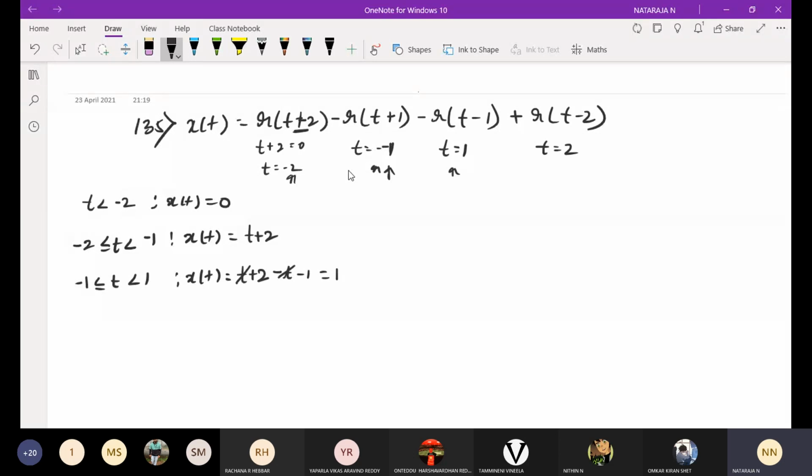Next, we are going to consider from this point to this point, that is 1 less than or equal to t less than 2. So x of t is equal to, what is the previous output? We have 1 as my previous output. Now I need to consider the plus of t minus 2. What is the value you will get? Minus 2 plus 1. What is the value?